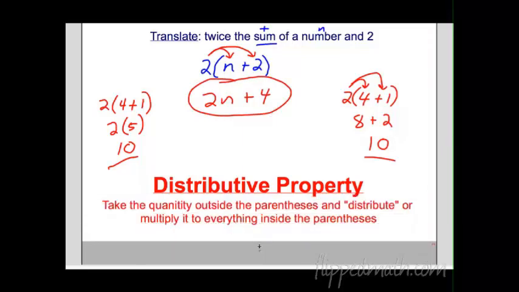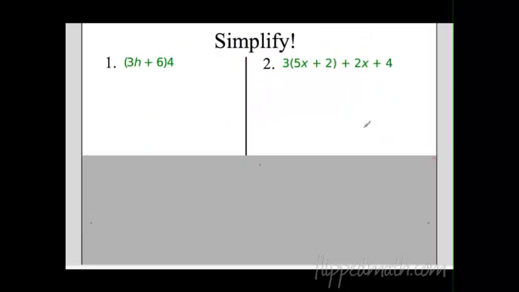So what is the definition of the distributive property? If you want to pause, write that down. We're just taking the quantity outside the parentheses and we're going to distribute, or multiply it, to everything inside the parentheses. Love it. Very important property. We're going to use this all the time for the rest of your mathematical career. Distribute all the time. Let's try a couple together, then we'll have you try 4, and then we are good to go here. Can I distribute?